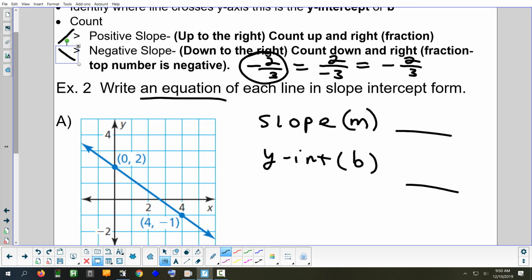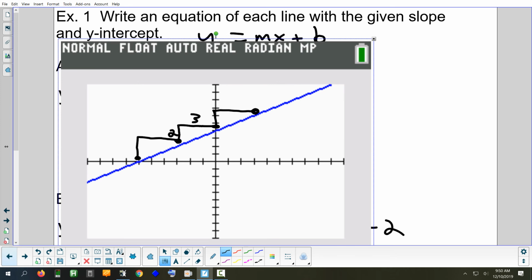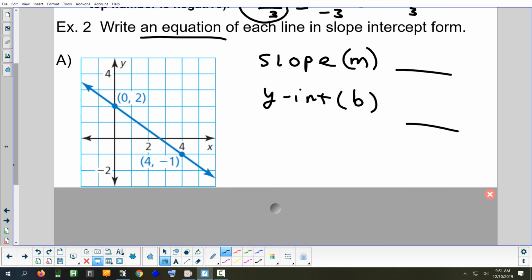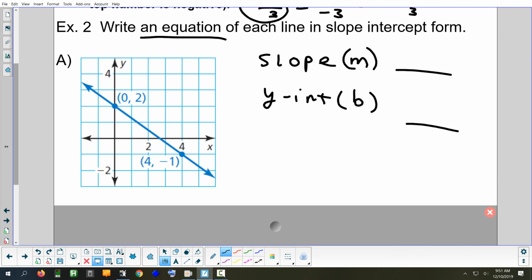So now we're going to find those two things, and then once we have them, it's going to be a problem just like this. You just have to find the slope and the y-intercept first. Let's start with the y-intercept. You get the same graph that I have on the board. What's your y-intercept of that graph? 2. That's your b, where it crosses the y-axis.